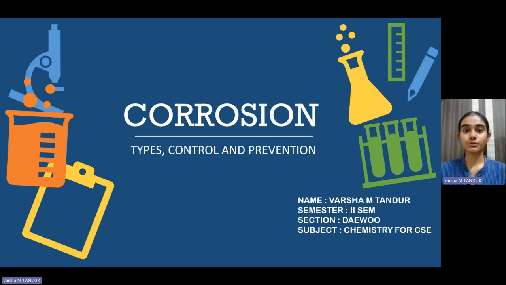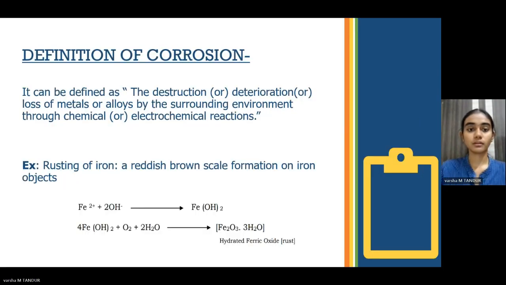So today in this video, we will be learning about corrosion, its types, its control methods and prevention. Definition of corrosion: it can be defined as the destruction or deterioration or loss of metals or alloys by the surrounding environment through chemical or electrochemical reaction. An example is the rusting of iron, where a reddish brown scale formation is seen on the iron objects.